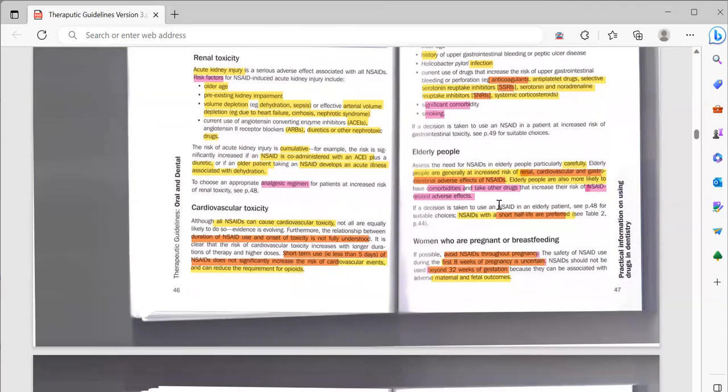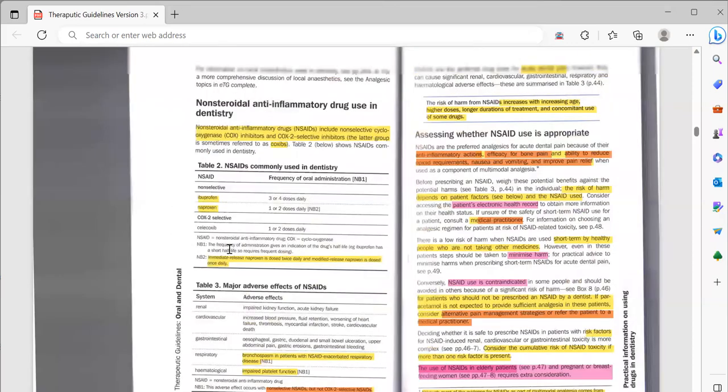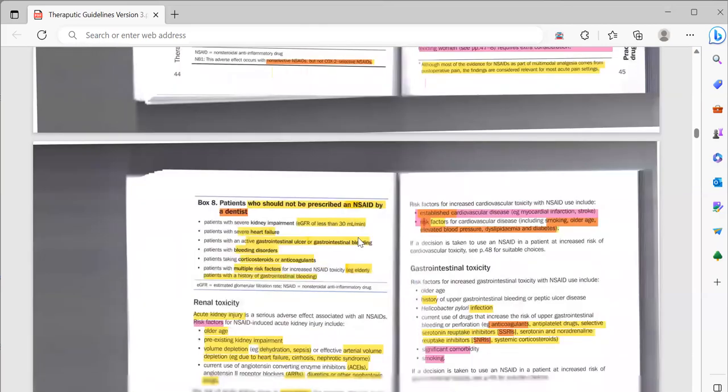If a decision is taken to use an NSAID in an elderly patient, then you need to see for suitable choice. NSAIDs with a short half-life are preferred. So which are the short half-life? Ibuprofen, because short half-life means you need to give them 3 to 4 times a day. Whereas celecoxib has the longer half-life, so we only need to give them 1 to 2 doses per day.